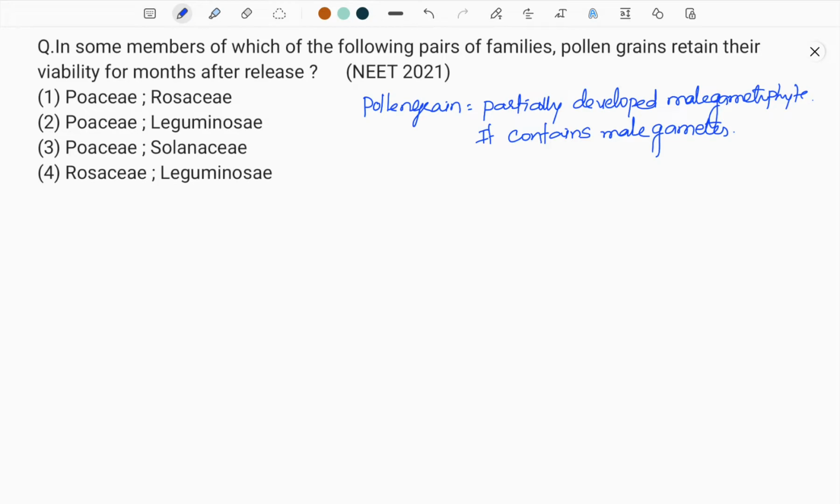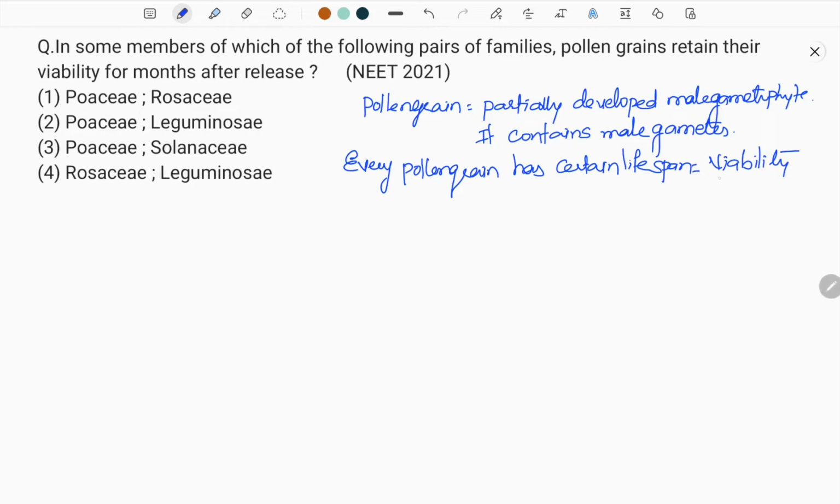One most important thing is that every pollen grain has its own life. The pollen grain has a certain lifespan. The certain lifespan is called viability. Often this term is also applicable to seeds. We say seed viability and pollen grain viability.